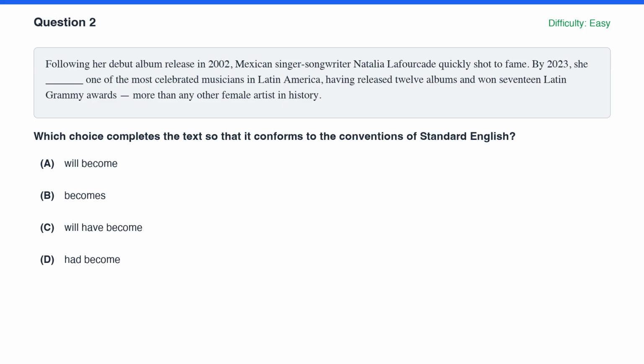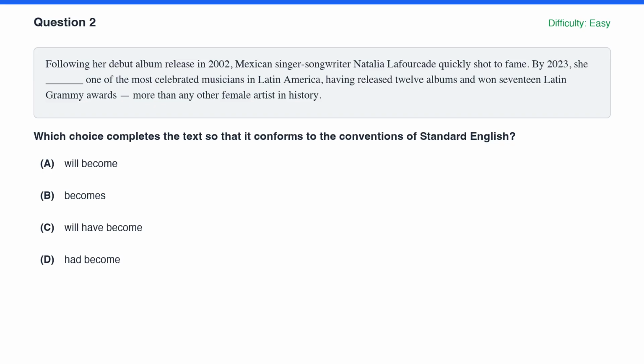Natalia Lafourcade, Mexican singer-songwriter. The time signal here is by 2023, and the context is past. She shot to fame after a 2002 debut. So by 2023 is a deadline in the past. A says will become, future tense. But 2023 has already happened in this narrative. Out. B says becomes. Present tense. The passage is narrating her career arc, past events.